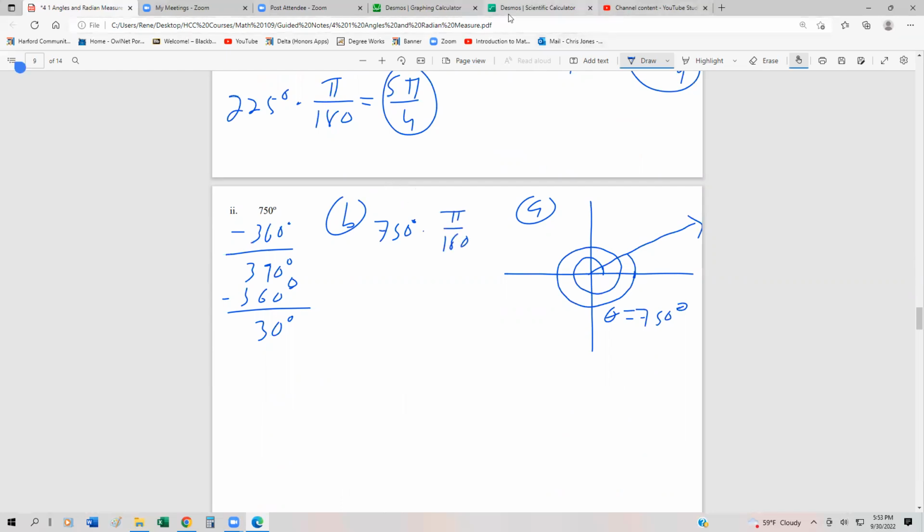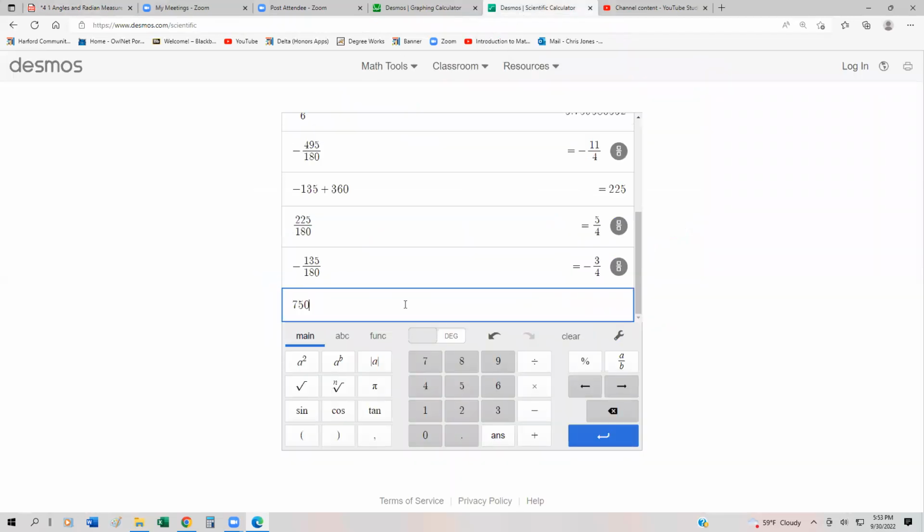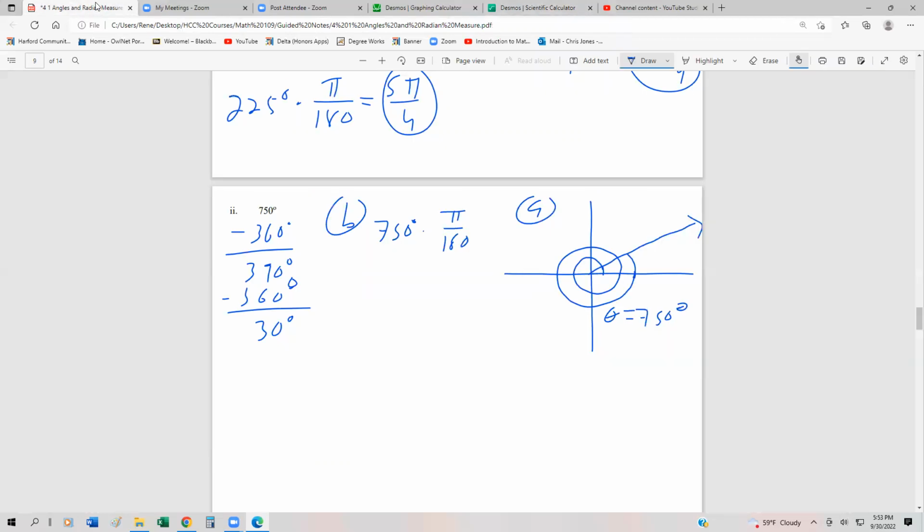And then we just go into our calculator. We're going to take 750 and divide it by 180. We're going to hit math, enter, enter, or we're just going to use this fraction, 25 over 6. We're not going to forget the pi. So this is going to be 25 pi over 6. Okay, so that's pretty easy.